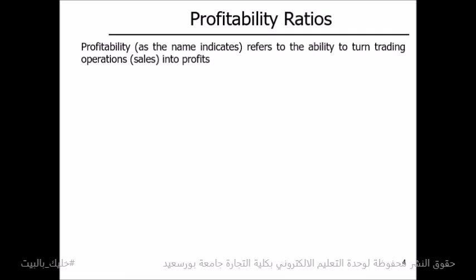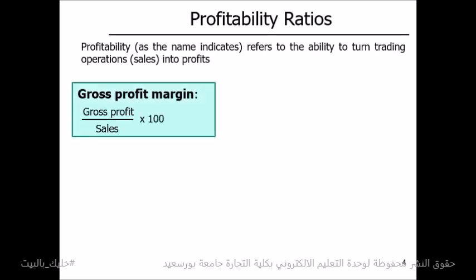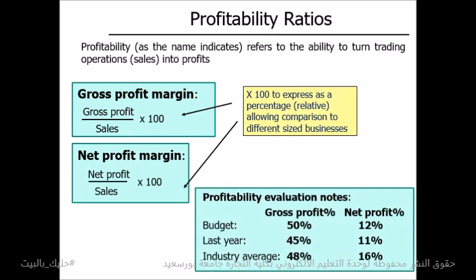There are two main ratios in the profitability ratios. The first one is gross profit margin, which is equal to gross profit divided by sales multiplied by 100. The second one is net profit margin. It's equal to net profit divided by sales multiplied by 100. Again, from the name of each one, gross profit margin equals gross profit divided by sales multiplied by 100, and net profit margin equals net profit divided by sales multiplied by 100.